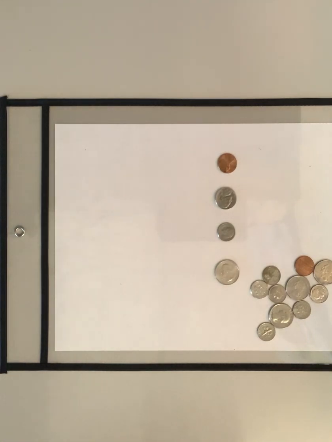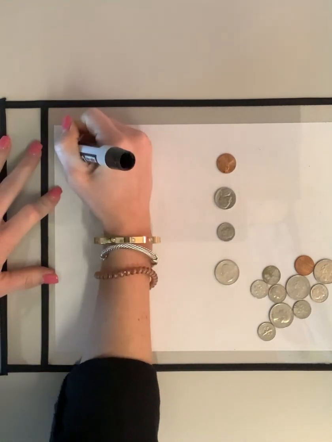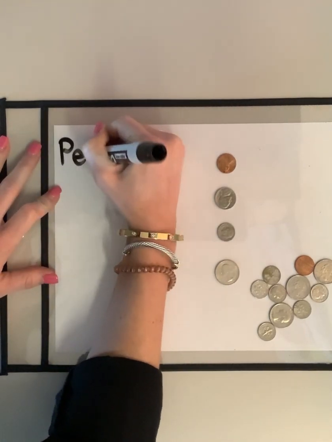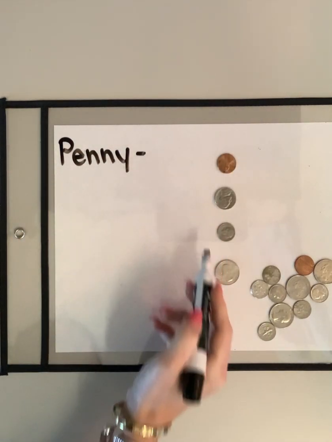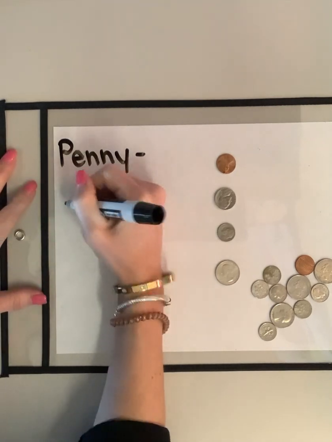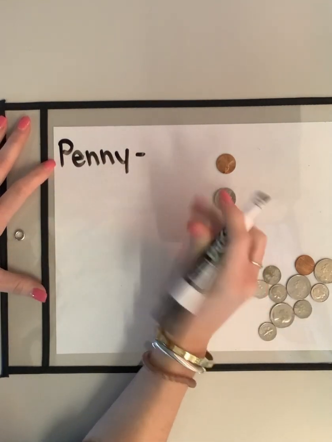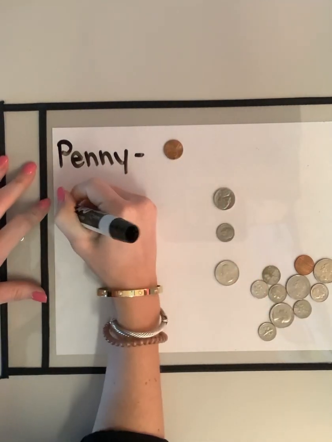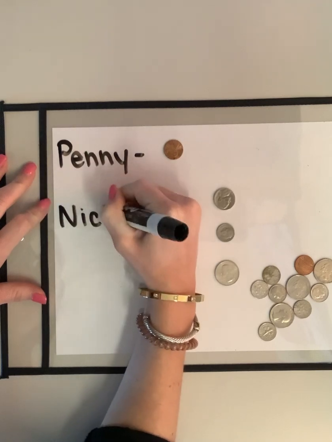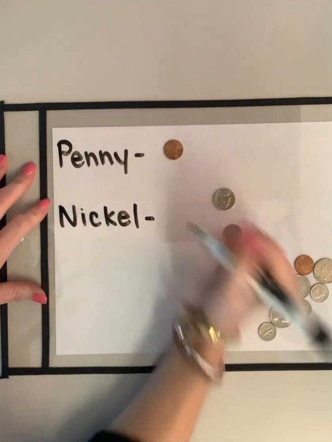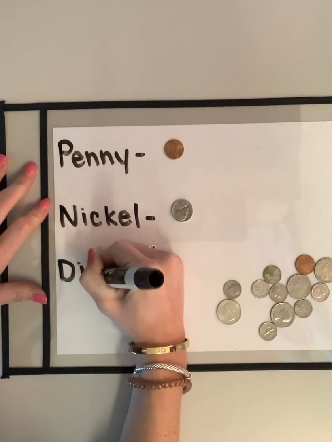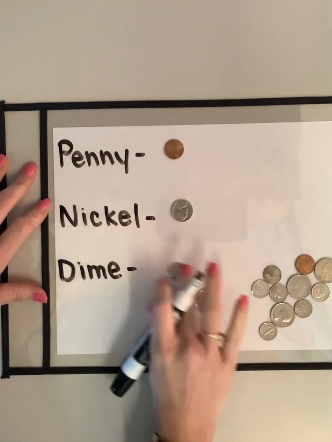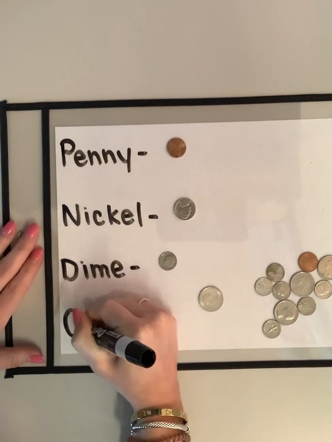So I was wondering how many of each of these coins do I have in my purse? We're going to count and use tally marks today to figure out how many of each of these 4 coins Miss Salcedo had in her purse. So first I'm going to write down the name of each coin. I have penny, I have nickel, I have dime, and I have quarter.